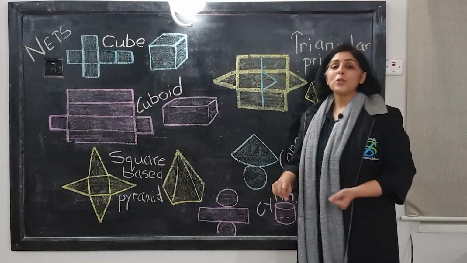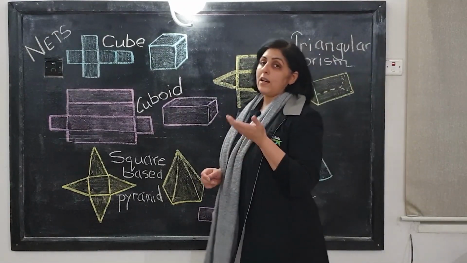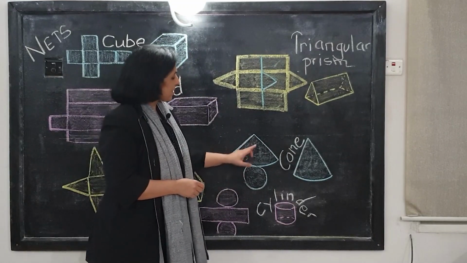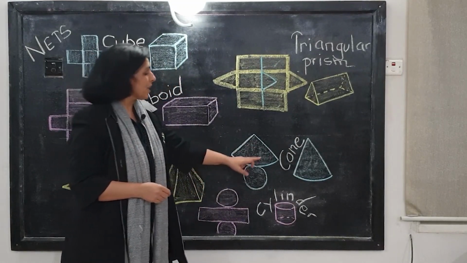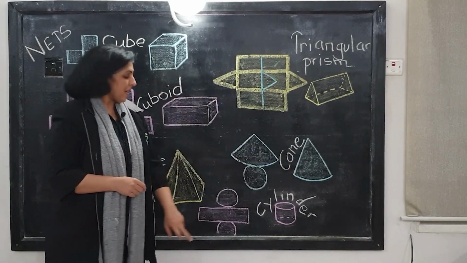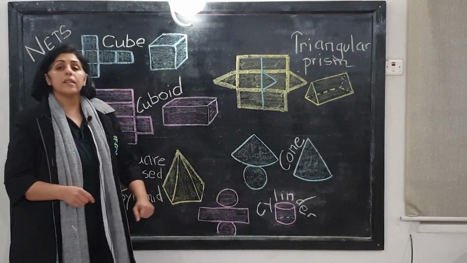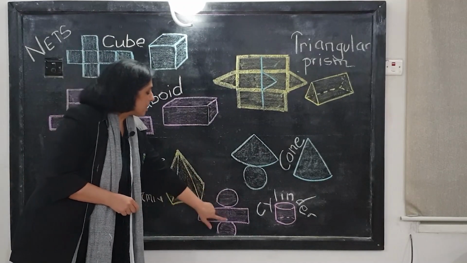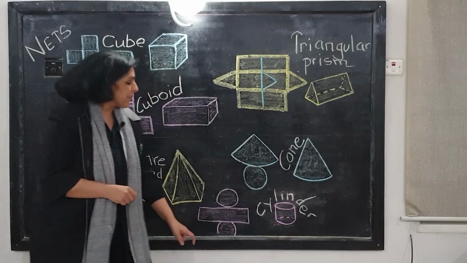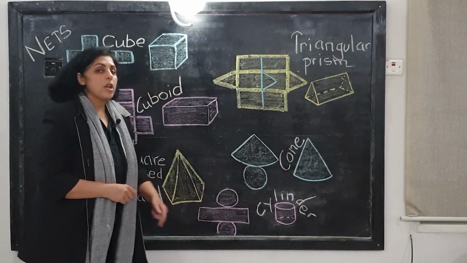So next we come to cone. The cone has a circle at the bottom. So there you go. This is what the net of a cone looks like and this is what the shape is. Moving on to cylinder. Again, this is what the net of the cylinder looks like. It has 2 circles, one at the top, the other at the bottom, and a rectangular shape over here.